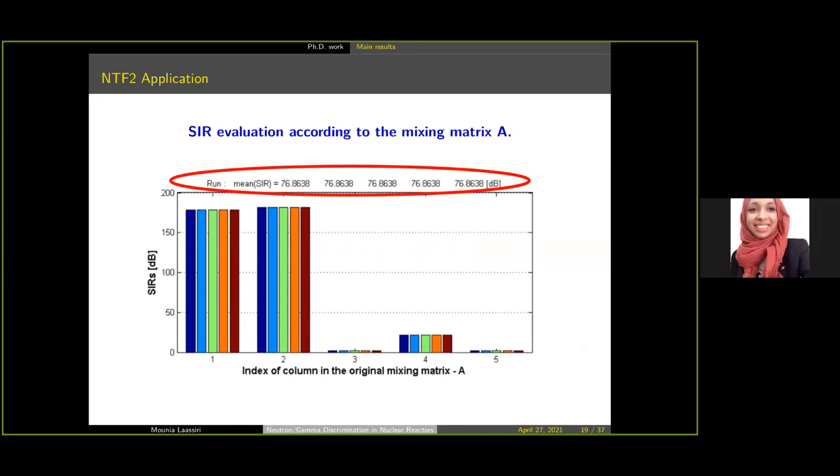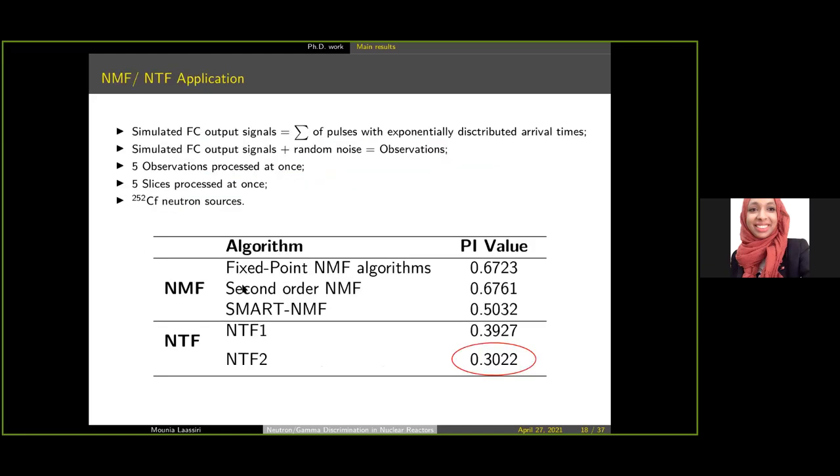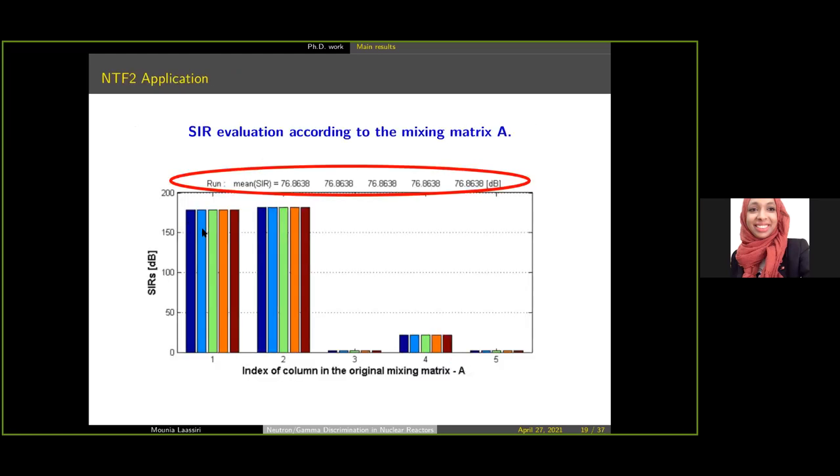Okay. So here we calculated the signal to interference ratio, I mean the mixing matrix, of our algorithm. Here we have five colors because we have five slices, and we use a tensor decomposition. So we have five observations, and each slice has five observations. Five observations are processed at once, and each slice represents five observations. So 5 by 5, 25. This is why we have five here, because we have a tensor.